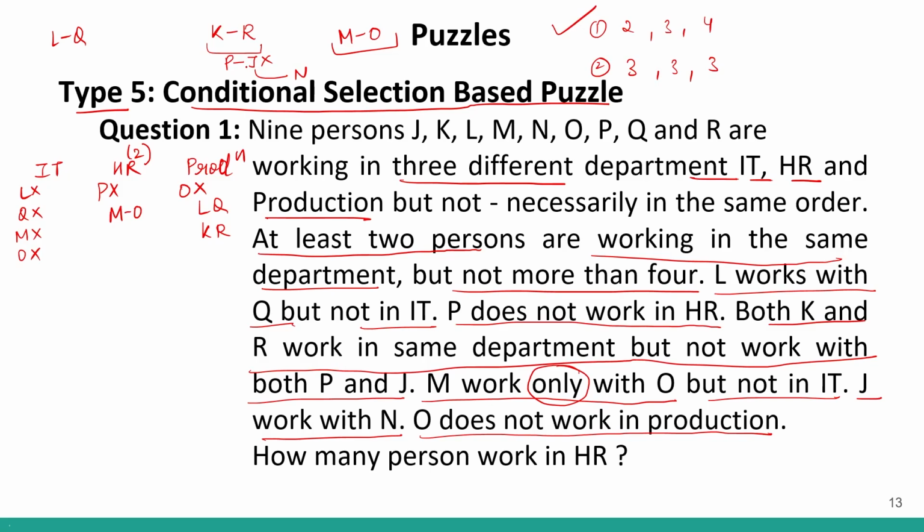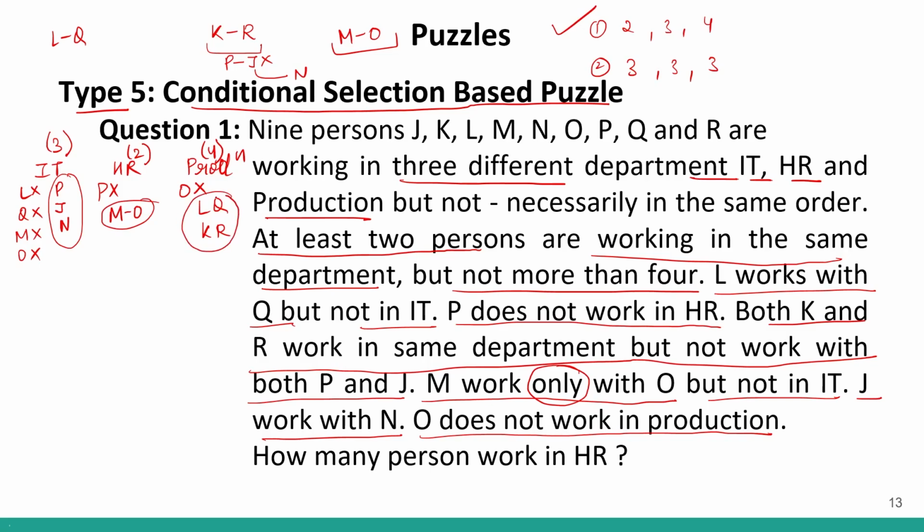Now the remaining is P, J, and N. So P, J, N can come in IT. So in IT we will have three people, and in production we will have four people. So this will be my final arrangement. In IT we have PJN, in HR we have MO, and in production we have L, Q, K, and R.